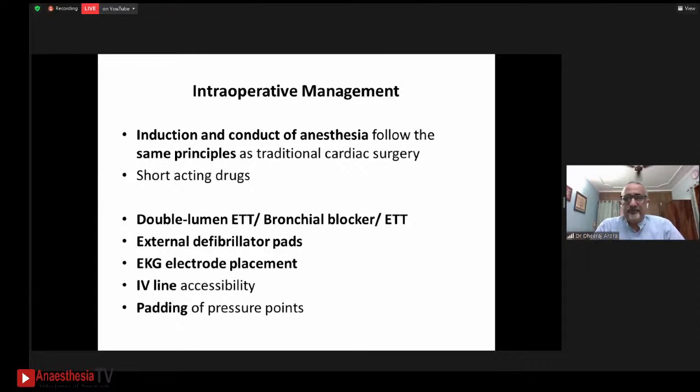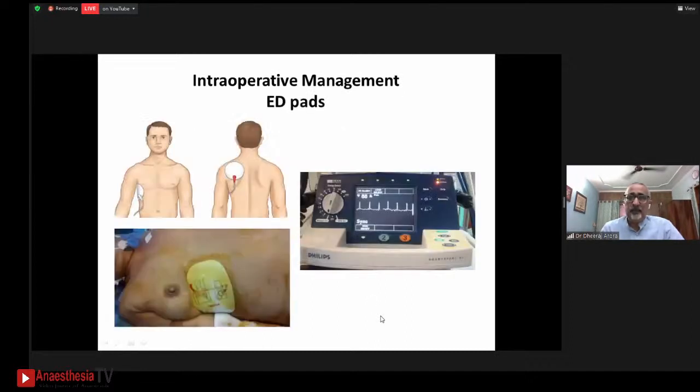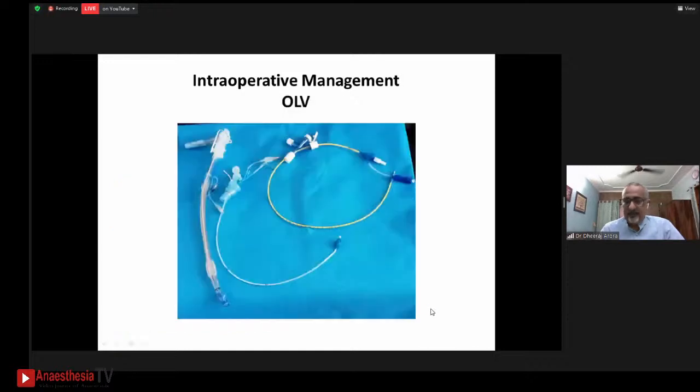The position of defib pads is a must for minimal access surgery. External defibrillator pads, the electrode placement for ECG, the IV line accessibility, and the padding of pressure points have already been discussed. We have to properly place the pads, and we should always check the ECG after putting on the defibrillator pads.